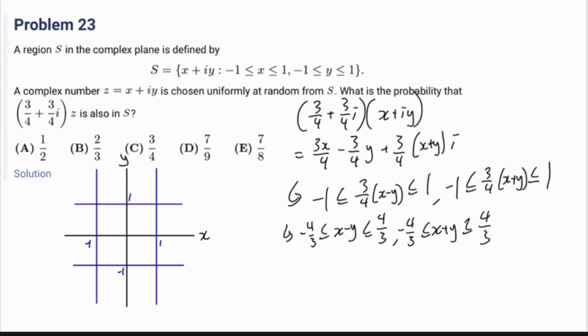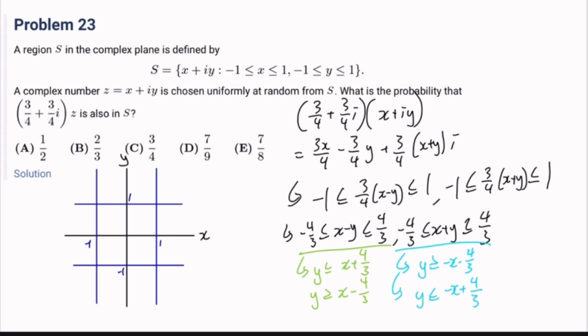And so here, from this, we're going to get that y is less than or equal to x plus 3 over 4, and y is more than or equal to x minus 3 over 4. From here, let's do this in blue. And from here, we're going to get that y is greater than or equal to minus x minus 4 over 3, and y is less than or equal to minus x plus 4 over 3.